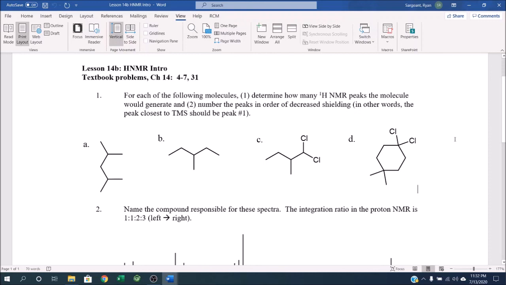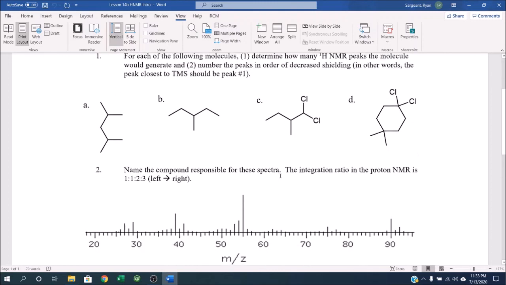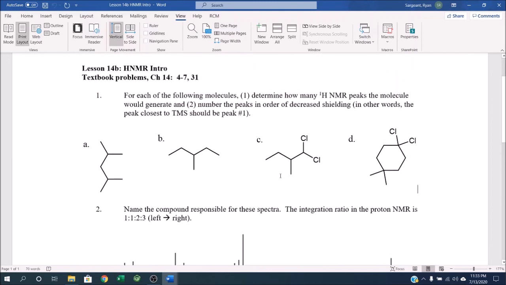Your homework associated with this lecture is lesson 14b, and I've given you a variety of different hydrocarbons and chlorohydrocarbon containing compounds, and you need to determine how many different proton NMR peaks the molecule would produce, and then number those peaks, or at least figure out what order they're going to fall into. You don't have to come up with the exact numerical values, but you should describe them from most shielded to most deshielded. If you want, you can draw these molecules in ChemDraw and have ChemDraw determine the correct answer for you. And I hope if you've done that, it's only after you've thought your way through the question, because it really doesn't do you any good to let ChemDraw do all the thinking for you.